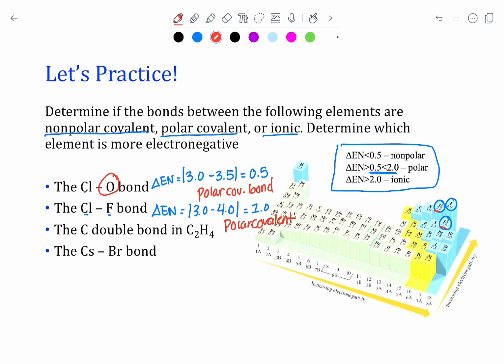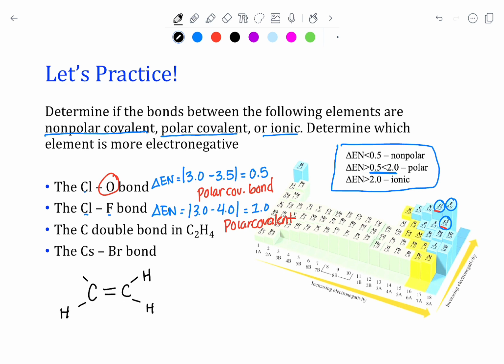Next up, we have the double bond in C2H4. So I'm going to draw this structure for us. C2H4 has a double bond between the carbons. So it's talking about the carbon double bond in C2H4. It then has two hydrogens coming off of it.